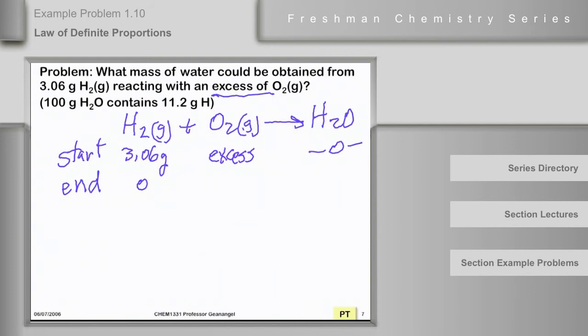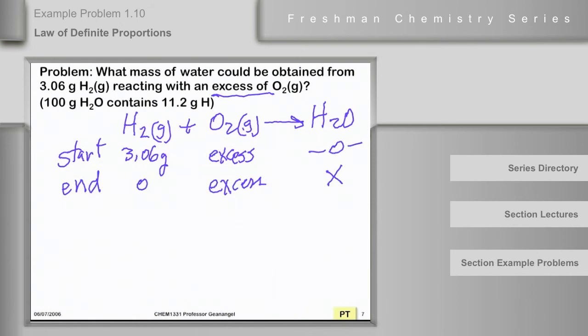And we don't know how much oxygen we started with, but we know it was in excess, so it will still be in excess at the end. There'll still be some oxygen, dioxygen left over. And what we don't know is how much water we can make. We don't know that, but we have a way to get to it.